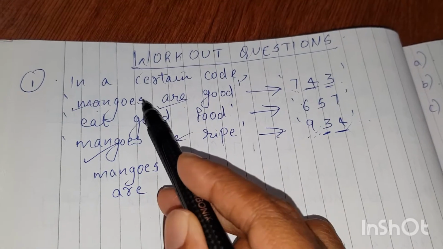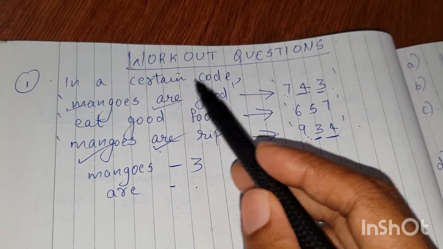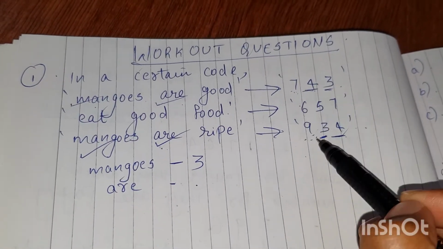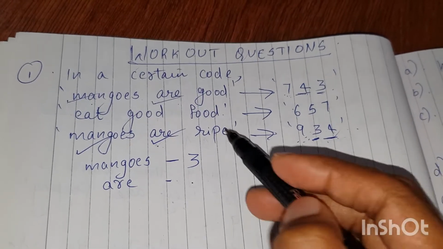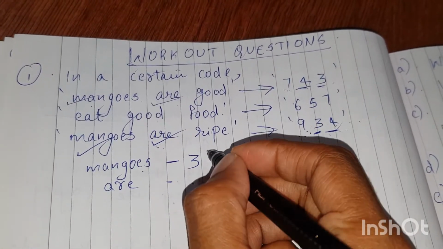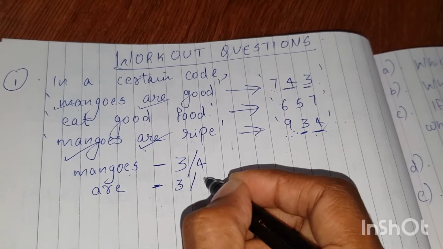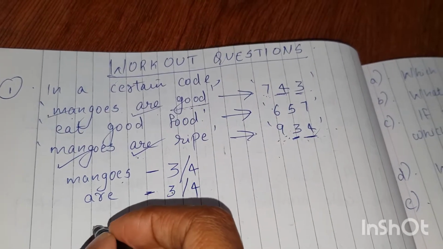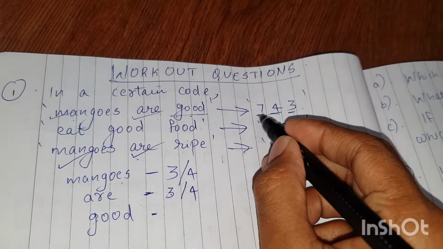These two words are written in the first and the third line. So there will be two codes similar in the first and the third lines. We can look at 7 4 3 9 3 4. That means 3 and 4 are common in both these two lines. So the code for mangoes is either 3 or 4. The code for are is also either 3 or 4. Now the remaining word in the first line is good. So the code for good will be 7.